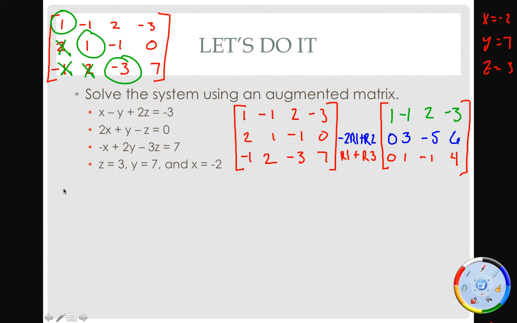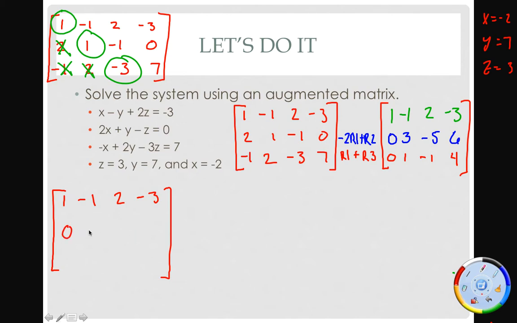So I'm going to keep row 1 again. I'm going to say it's 1, -1, 2, -3. I'm not going to change that because it's got the 1 where I want it. But now I need to get rid of this 1. But notice that I actually want a 1 right here. So what I'm going to do is I'm going to swap row 2 and row 3. So I'm just going to swap them out.